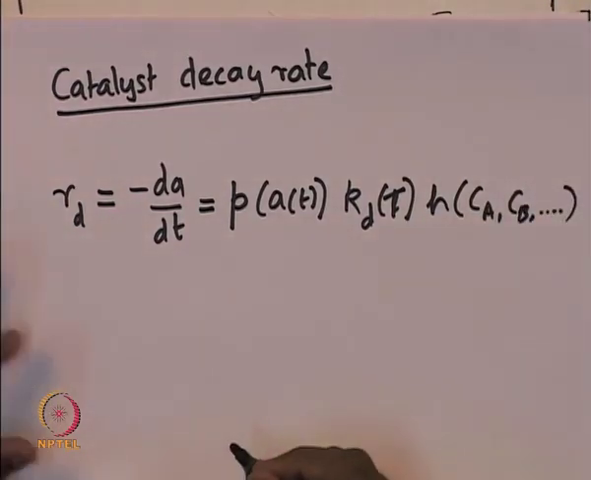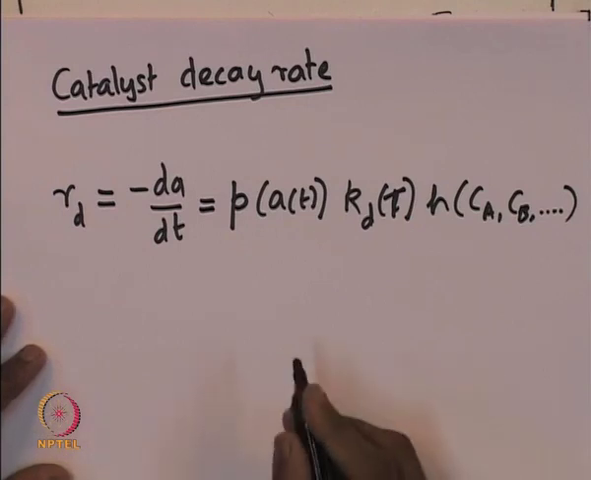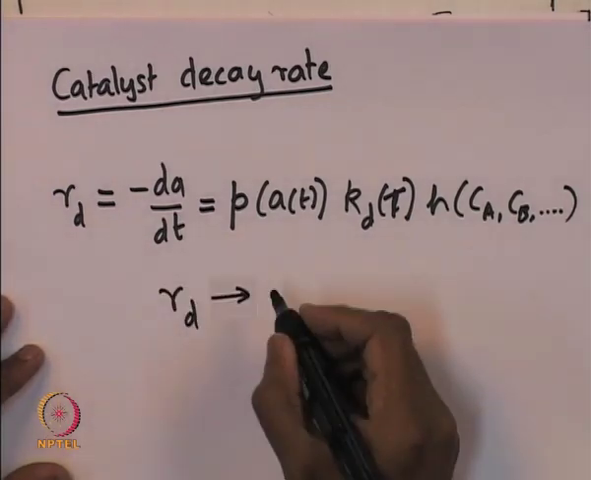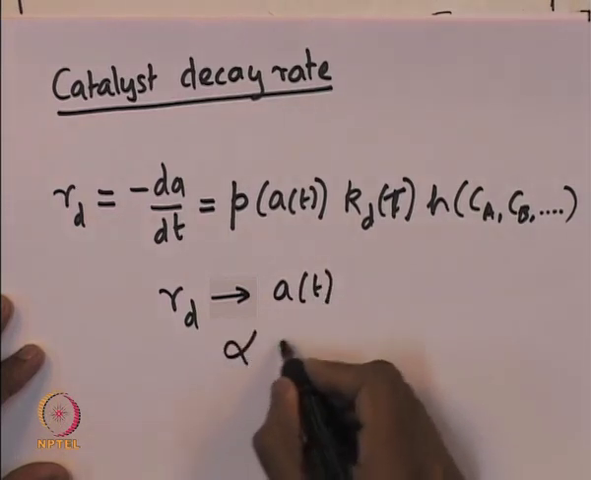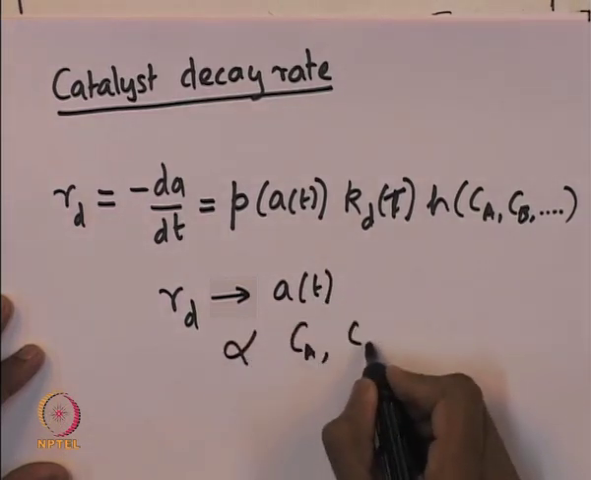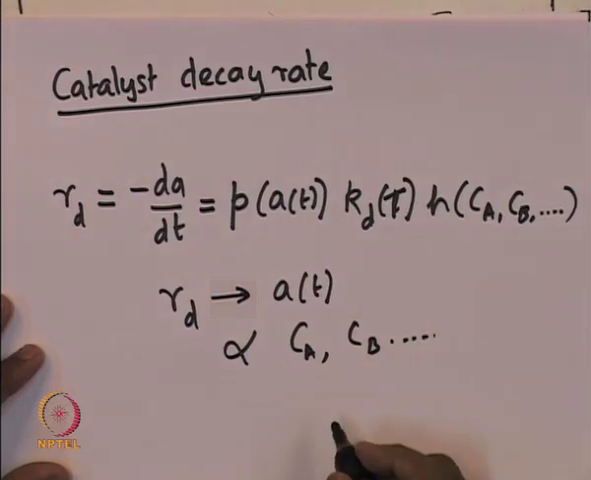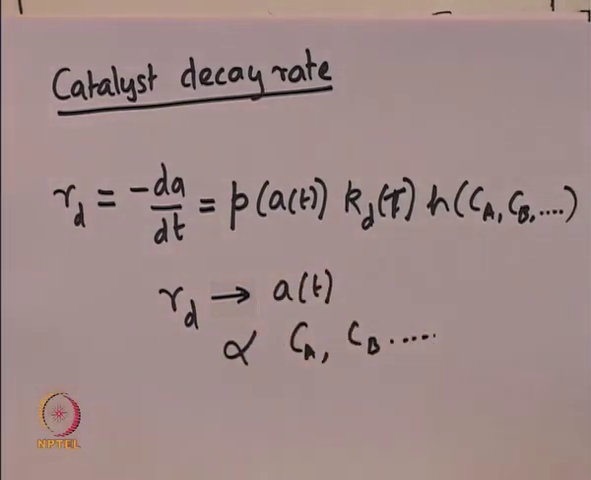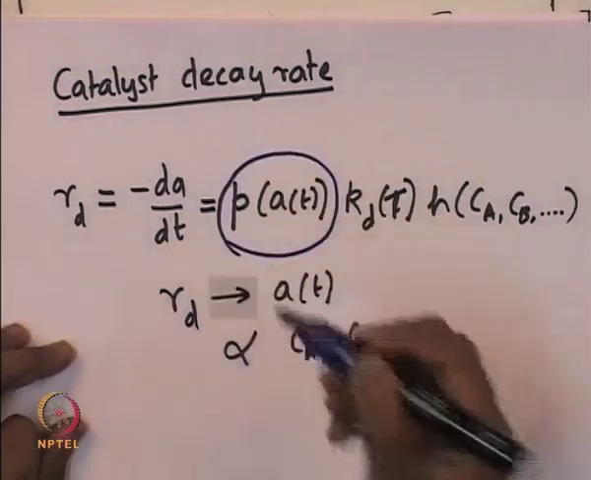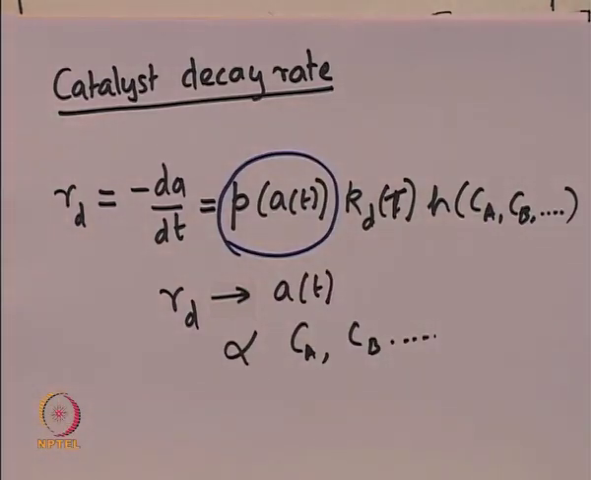of all the species. So, clearly from here you can see that R d depends on the activity, it is proportional to the concentration of species. Therefore, it is important to know the concentration and it is important to find out what is the functional form of this P in order to estimate what is the catalyst decay rate.